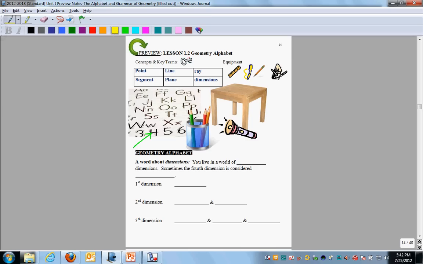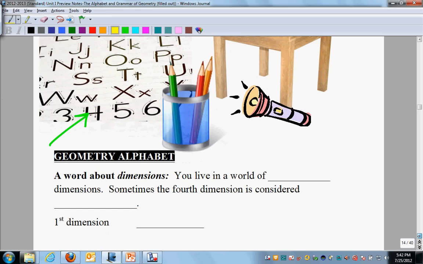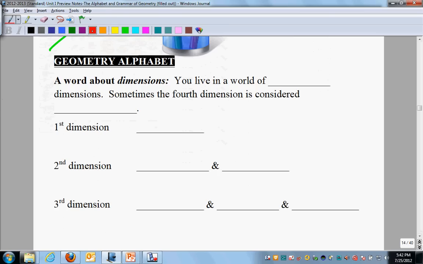Before we talk about the letters, we first need to recap the concept of dimensions. We live in a 3D world, a world of 3 dimensions. That's why we like 3D movies, because 3D movies feel more real to us, because we live in 3 dimensions. Now, when you study physics, commonly the 4th dimension is considered time.